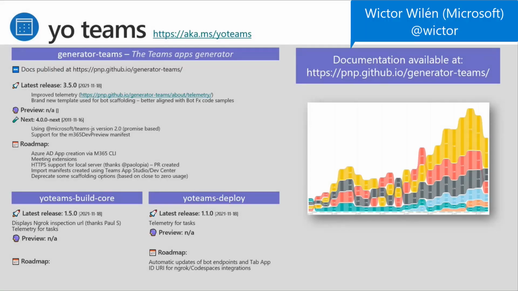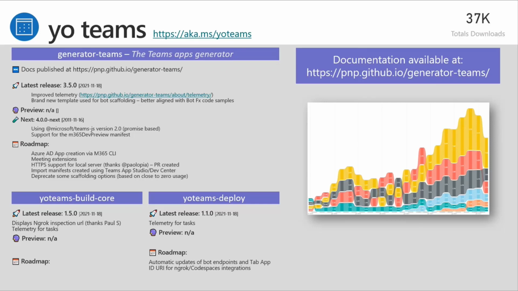Hey all, we had a great week. We did some publishing of new stuff. We released version 3.5, which contains a completely new template for scaffolding out bots. So thanks to Stefan for that, and thanks to the whole team for helping out with this. Essentially, the bot being scaffolded is now more similar to the Bot Framework samples that exist in the Bot Framework samples GitHub repo. So you can more or less copy paste back and forth in an easier way.